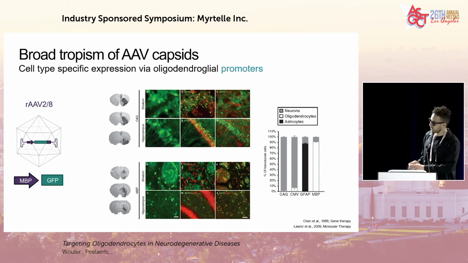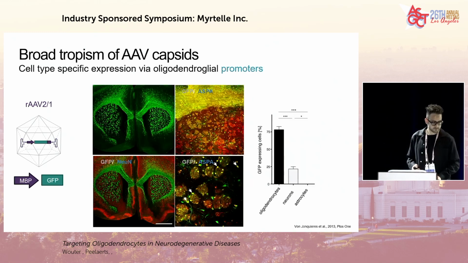By simply switching promoters, for instance the CAG or CMV promoter, you get mostly expression in neurons with very high specificity, but by substituting the promoter with GFAP or MBP, you can target, or at least restrict, transduction or expression to either astrocytes or oligodendrocytes. Another example is another broad tropism AAV capsid, AAV1, using the same strategy with the MBP promoter to restrict expression to oligodendrocytes, where again you can see relatively high specificity for these cells in vivo.